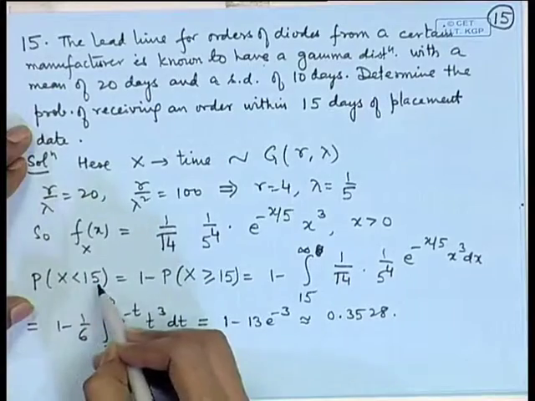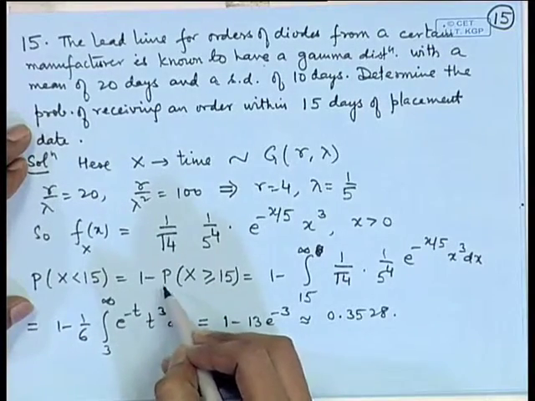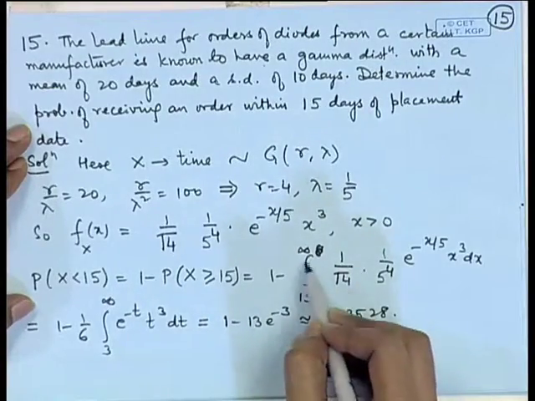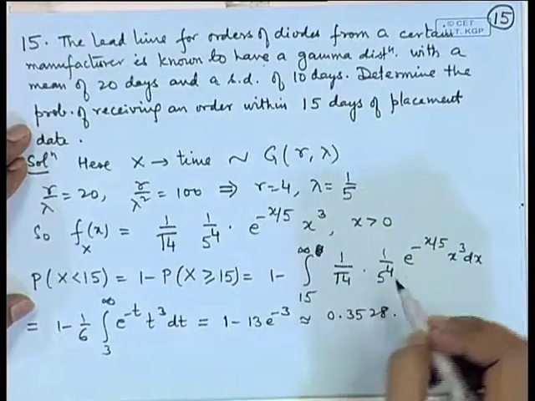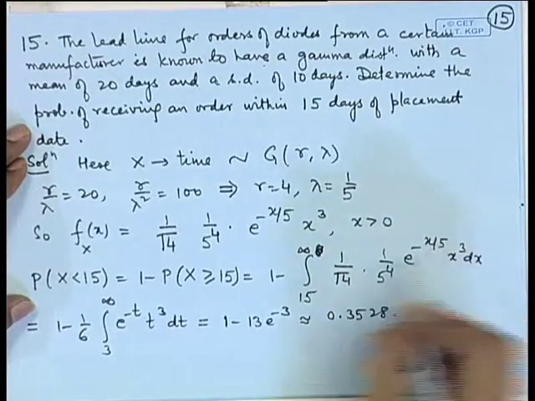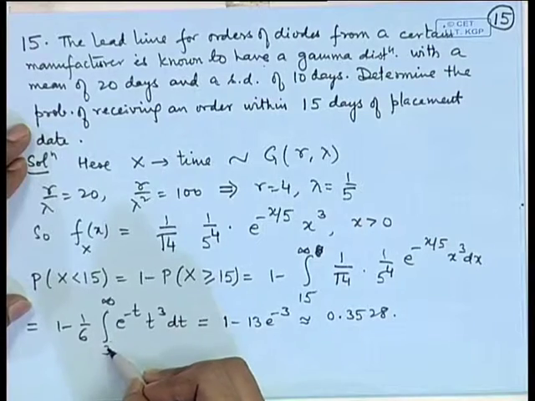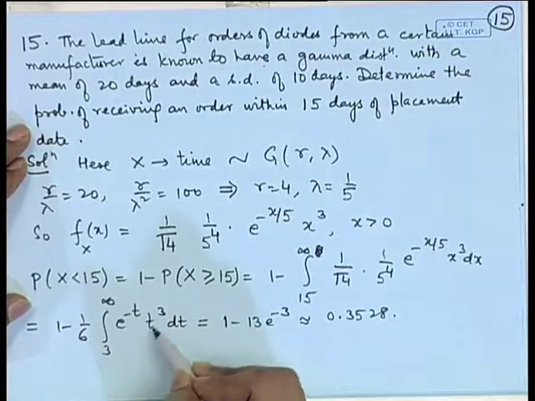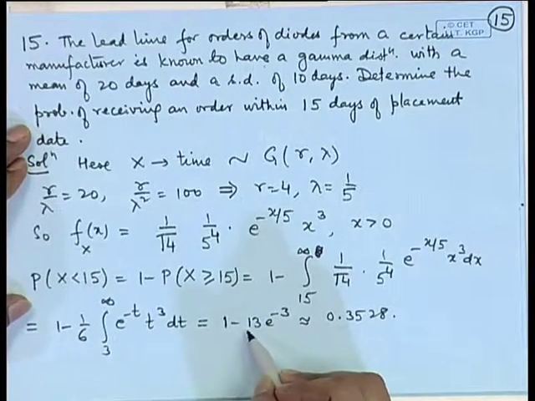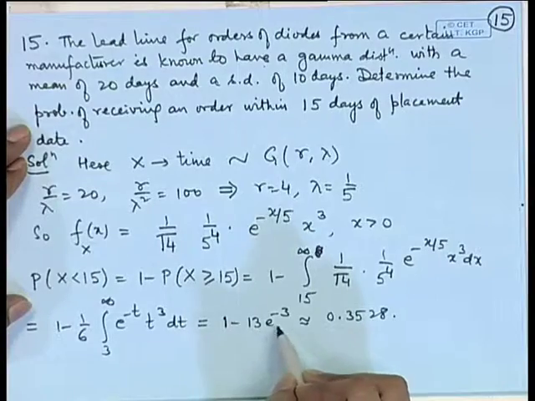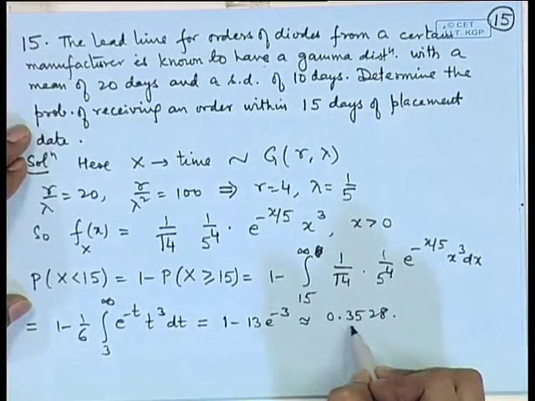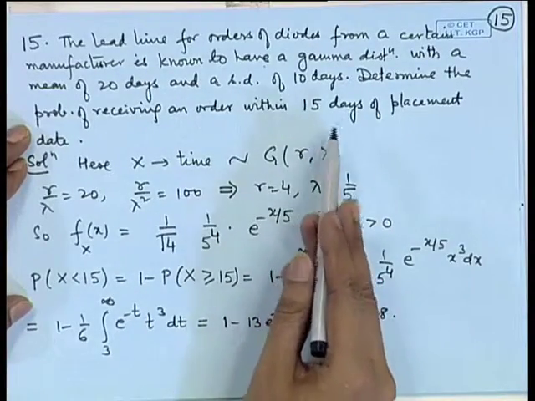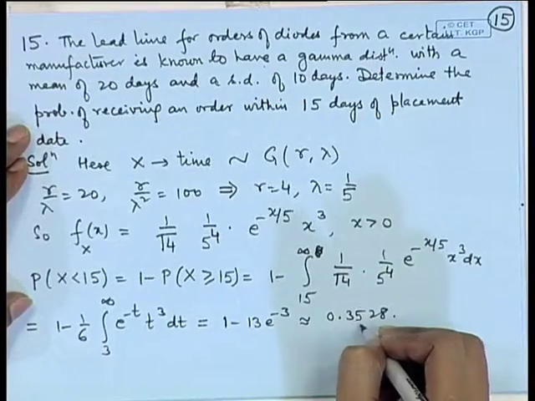So, the probability that x is less than 15 is 1 minus the probability x greater than or equal to 15. That is 1 minus the integral of the probability density function from 15 to infinity. Here we can make the transformation x by 5 equal to t, and it reduces to a simple integral from 3 to infinity of e to the power minus t, t cube dt. This can be evaluated using integration by parts, and the term is equal to 1 minus 13 e to the power minus 3, which is approximately 0.35. So, under these conditions, the probability of receiving an order within 15 days is nearly 1/3.